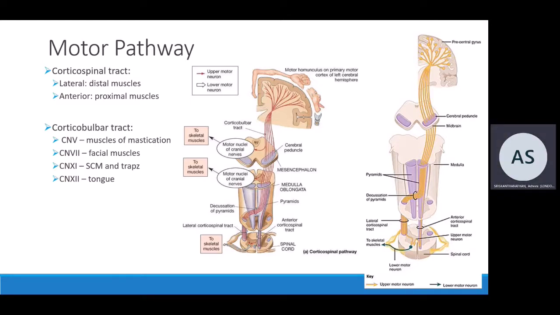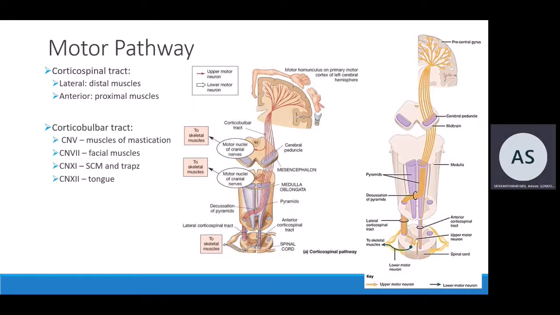Your lateral tract decussates at the level of the medulla, and this is about 90% of them. And then anterior tracts, about 10%, decussate at the level of the spinal cord in the anterior commissure. So this is why you'll have some preserved motor function in your lower limbs if you have some lesions higher up.